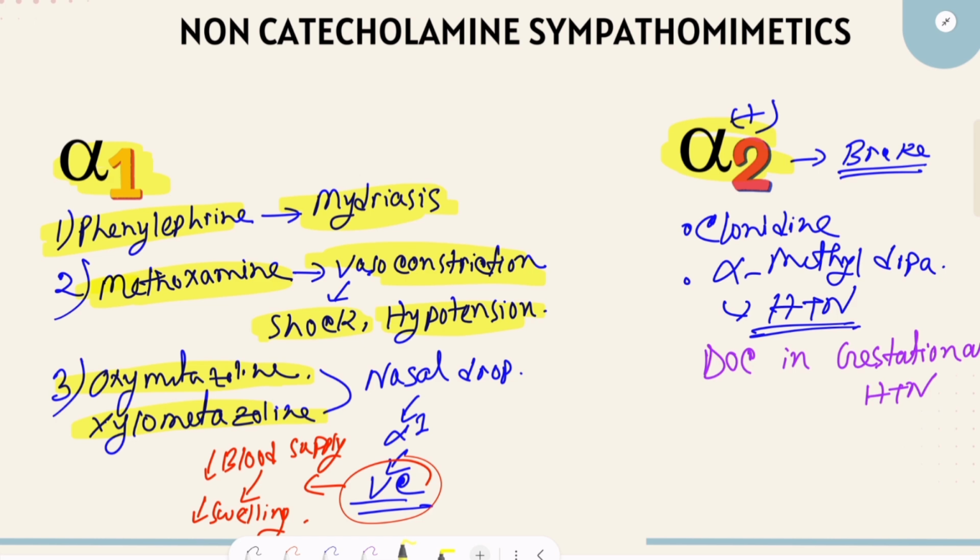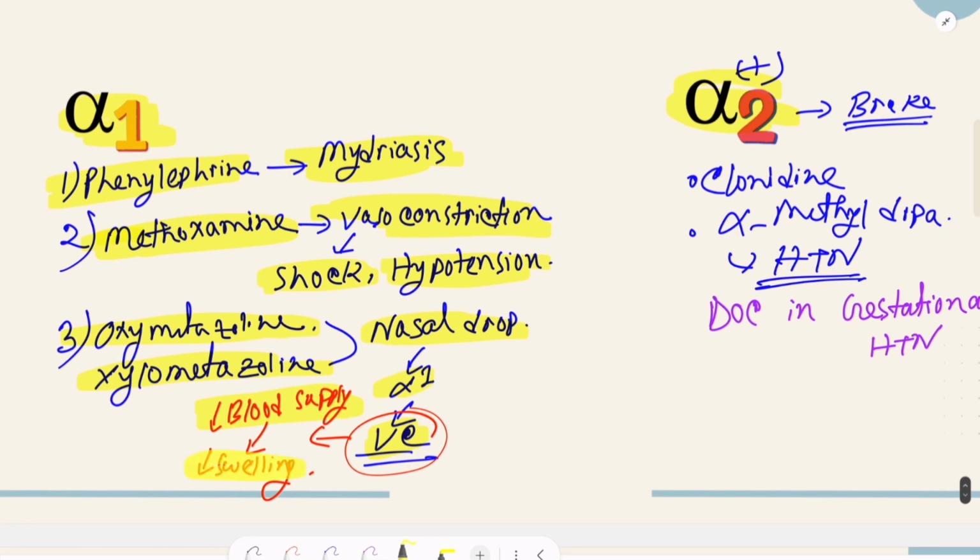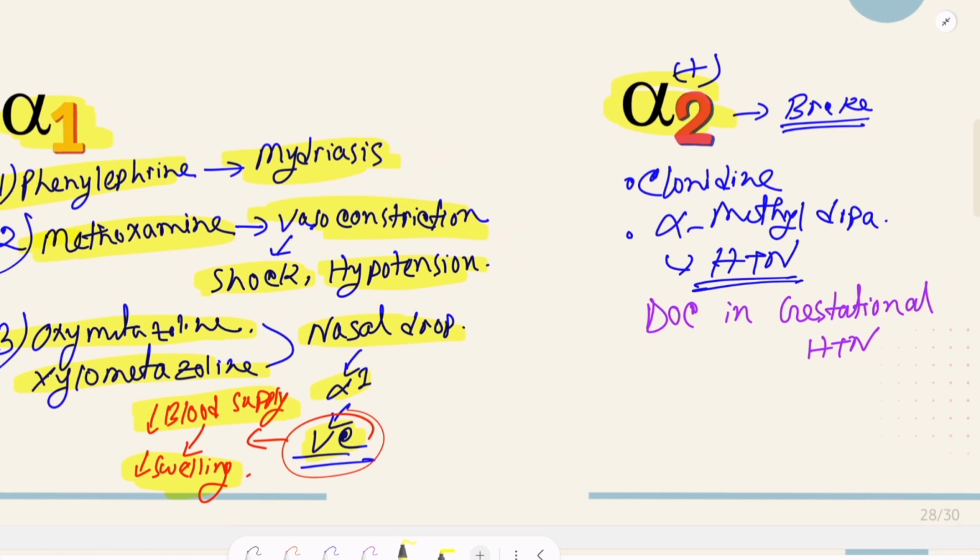These drugs are used as nasal drops and work on alpha-1 receptor, which causes vasoconstriction of nasal blood vessels, and there is reduced blood supply. That will lead to decreased swelling and decreased edema of nasal mucosa. As a result, nasal congestion is reversed. And we also discussed alpha-2 agonists clonidine and alpha-methyl dopa. Those are stopping the sympathetic nervous system by acting as a brake, and this utility we can use in hypertension. In fact, clonidine and alpha-methyl dopa are drugs of choice in gestational hypertension.